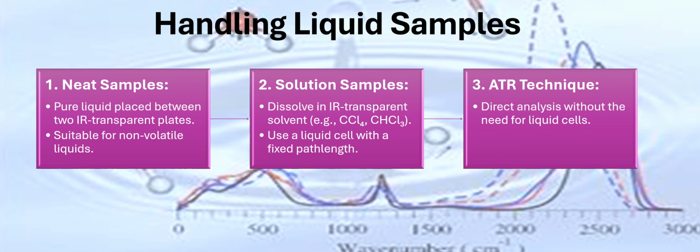These are commonly analyzed using three approaches. Neat samples. A drop of pure liquid is placed between two IR transparent plates, perfect for non-volatile liquids. Solution samples. Dissolve the sample in an IR transparent solvent like carbon tetrachloride or chloroform and use a fixed path length liquid cell. ATR technique. Just like with solids, ATR allows direct analysis of liquids without specialized cells. Pro tip here: for volatile samples, minimize evaporation by sealing the liquid cell properly.